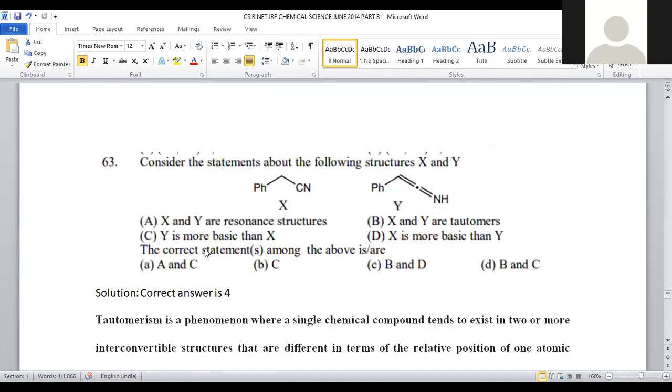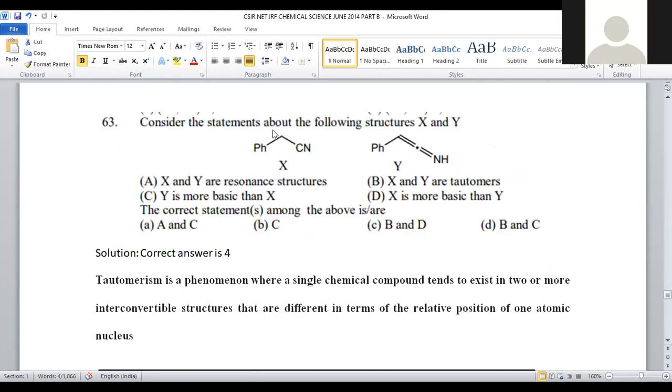Let us move on to question number 63. Consider the statements about the following structures X and Y. Here is the compound benzyl nitrile, and the second compound where we have a carbon double bond NH. So these two are rearranged forms of one compound only, right?